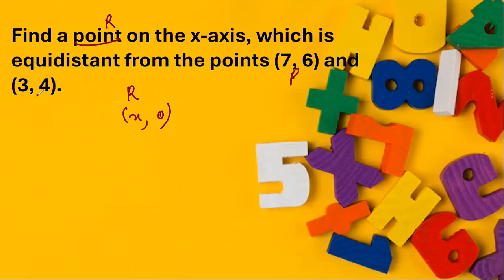So let's say this point is P and this point is Q. Equidistant means this is point P, this is point Q, so this R is at an equal distance from P and Q. Okay, so that means PR is equal to RQ.